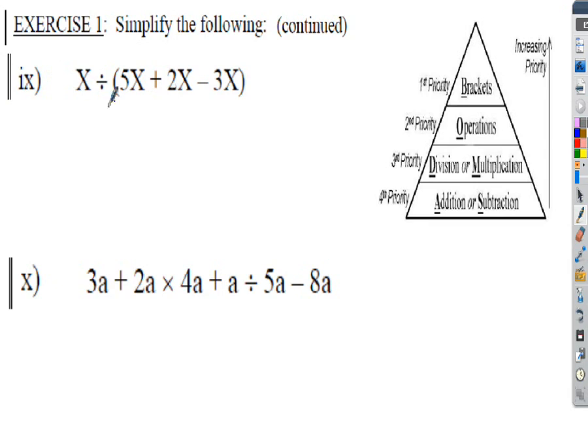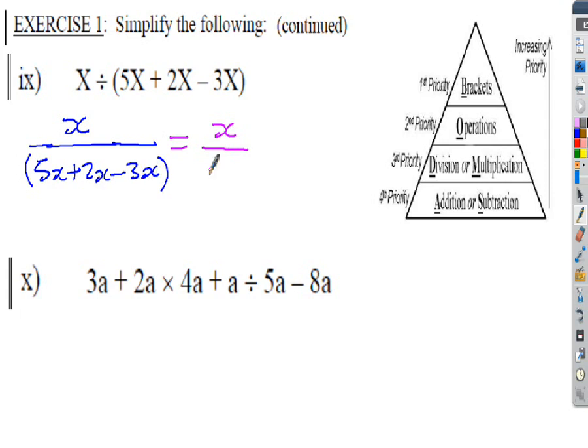Exercise 1, part 9, we're asked to simplify x divided by, in the bracket, 5x plus 2x minus 3x. Just going to write on 2 lines, I think, to make it simpler to understand. So we've got x divided by, in brackets, 5x added to 2x subtract 3x. So the first thing we need to do is to simplify the bracket in the denominator, so we end up with x divided by 5x add 2x subtract 3x is 4x. If it helps, you can think of that as being 1x on the top line and 4x on the bottom. So the x's cancel, giving us 1 and 1, so we simply end up with 1 upon 4.